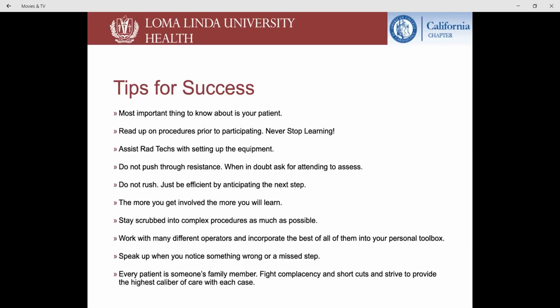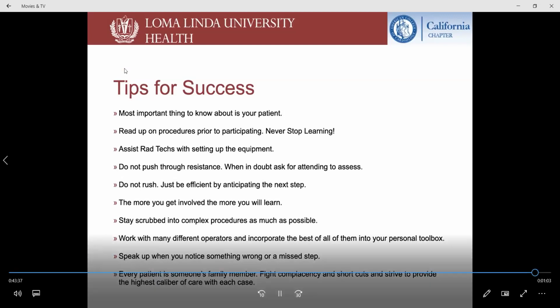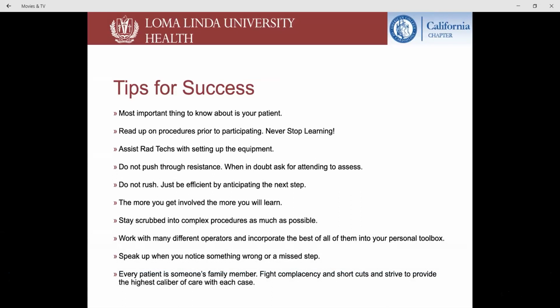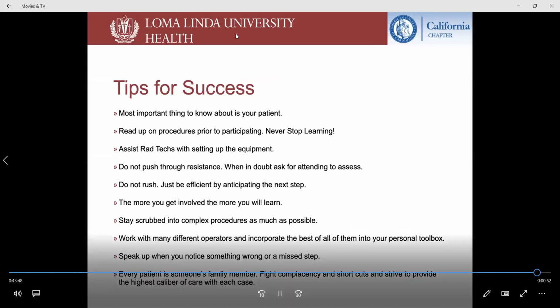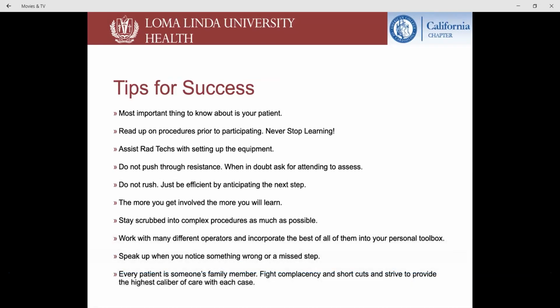If you notice anything wrong or a missed step that you've read about or have seen before during the procedure, speak up. Like I said before, patient safety is the responsibility of everyone in the cath lab. So if you notice something, speak up, and speak up loud and clearly. No one should ever fault you for saying something. Every patient is someone's family member. Try to fight complacency and shortcuts during a procedure, and strive to always provide the highest caliber of care with each case.